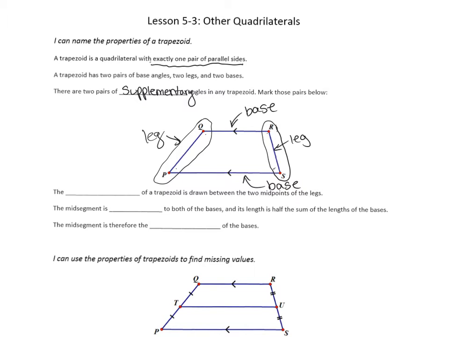In any trapezoid, we can draw in a segment called the midsegment, just like in a triangle. The midsegment of a trapezoid is drawn between the two midpoints of the legs. The midsegment is parallel to both bases, and its length is half the sum of the lengths of the bases. It is therefore the average of the bases.